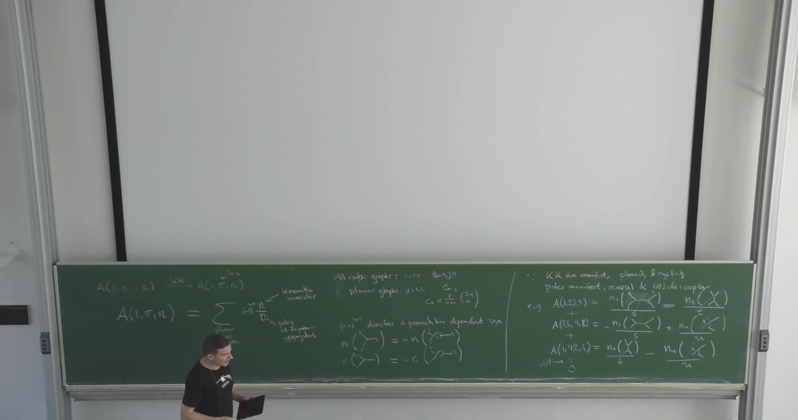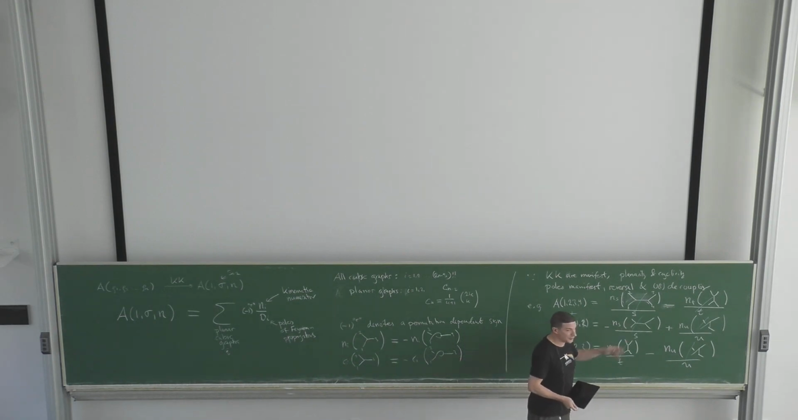So in this way of thinking about it, there's no mystery why the KK relations are there. It's just a consequence of having trivalent diagrams with antisymmetric vertices.